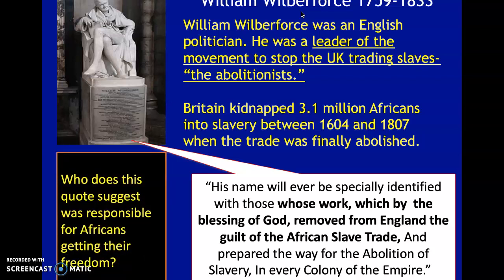Okay. Now, this is a very famous quote of William Wilberforce's. Have a read through of it, and then I'd like you to answer the question on the left-hand side. Who does this quote suggest was responsible for the abolition of the slave trade, or for enslaved Africans getting their freedom? Okay, I'm going to give you 5 minutes to answer that.